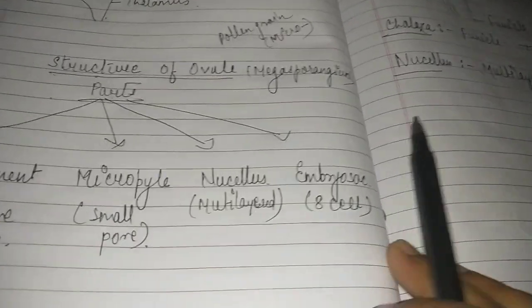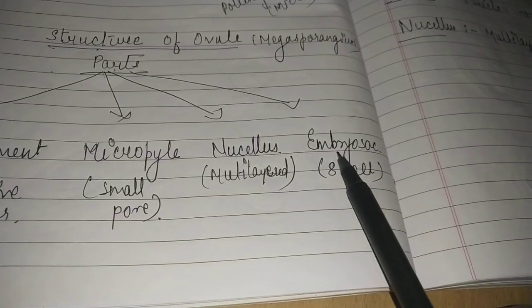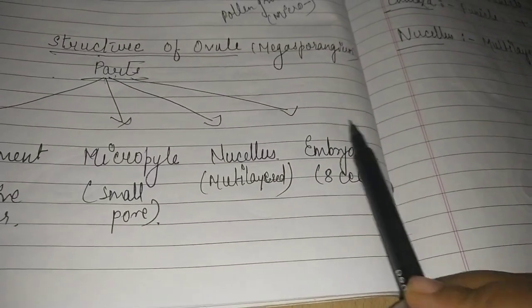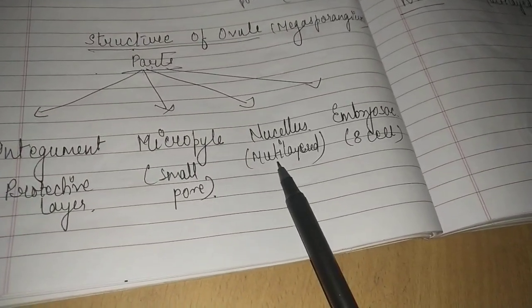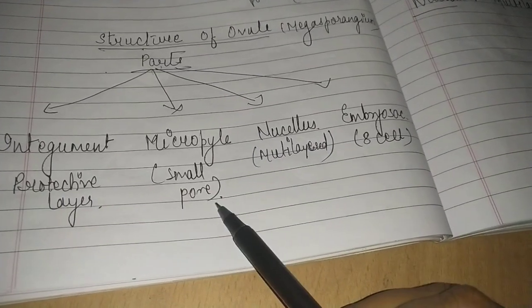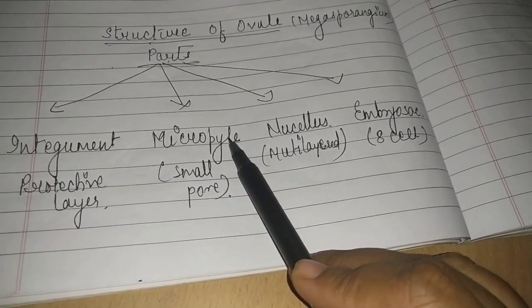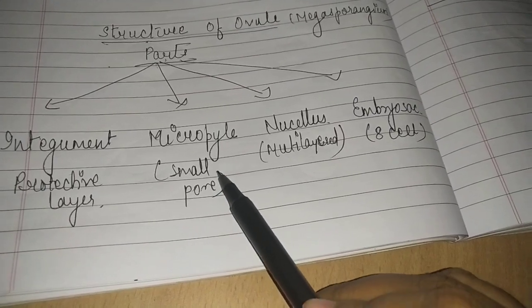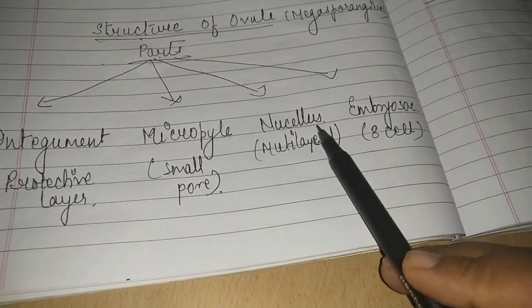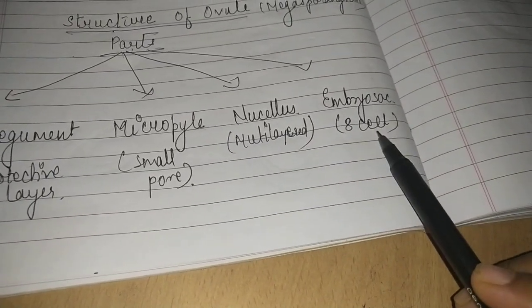And this embryo sac is where the main process of fertilization takes place. That means the male gamete and the female gamete fuse within this embryo sac itself. So it has the main role, and the others have an accessory role. That means they help the embryo sac. The integument gives protection. The micropyle is a pore-like structure, that means it gives a space for the pollen grain to get inside. The nucellus is a multi-layer for nourishment, and the embryo sac, as usual, is the area where the fertilization process takes place.